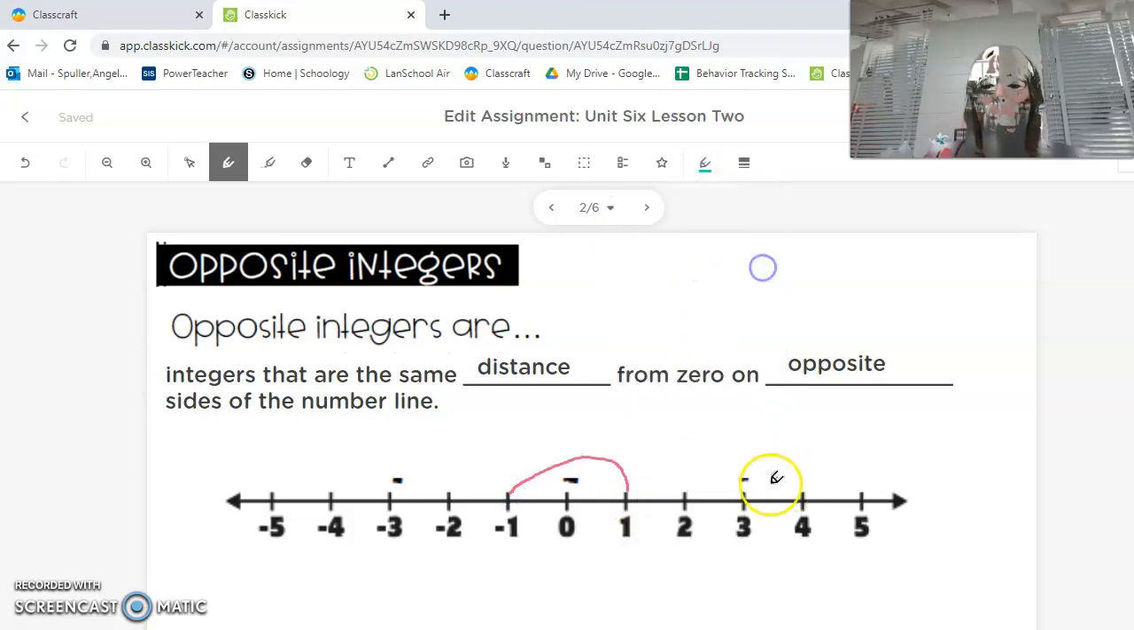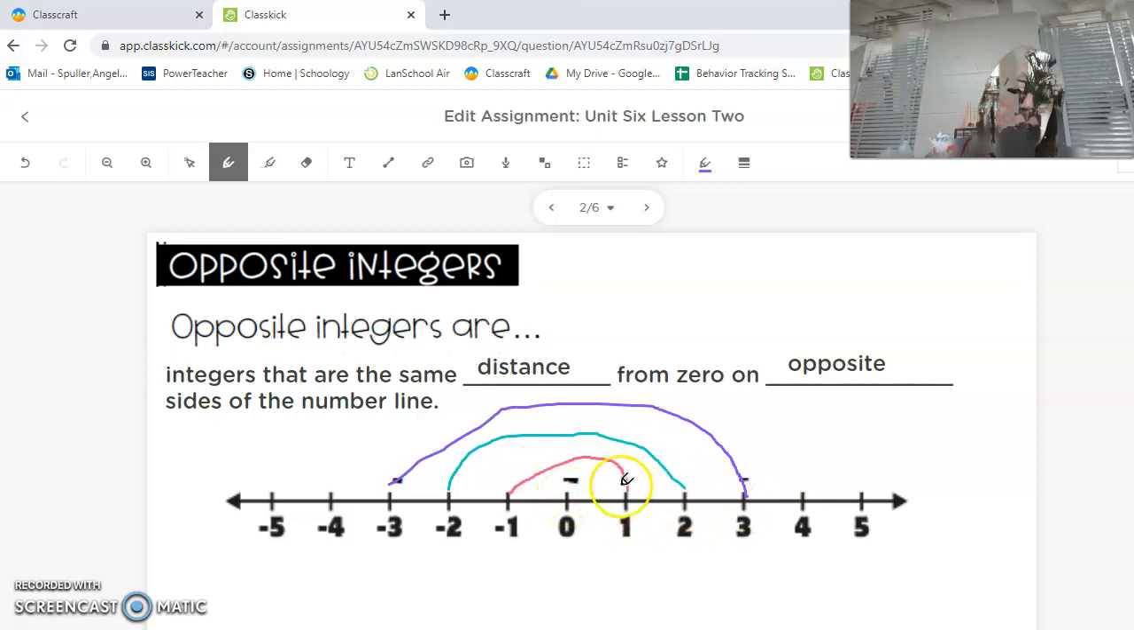Let's try another one. How about the opposite of 2? -2. Well, let's try this the other way. How about the opposite of -3? 3. And the reason for that is, look how many jumps: 1, 2, 3 to get to 0. If I go this way, 1, 2, 3 to get to 0. So they're the same distance.